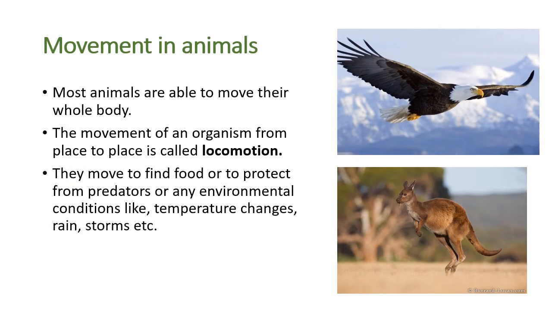Most animals are able to move their whole body. Moving from a place to place is called locomotion. So why do animals need to move from place to place unlike plants? Because animals are not able to make their own food. So to find their basic need, food, they need to move from place to place. And also they need to move themselves to protect from predators or any harsh environmental conditions.